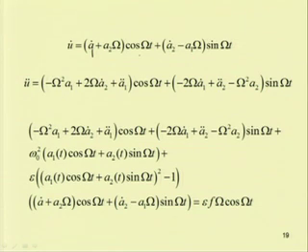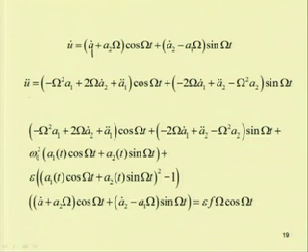By collecting the coefficient of cos omega t and sin omega t, one can write this u double dot in this form. So, this is equal to minus omega square a1 plus 2 omega a2 dot plus a1 double dot into cos omega t, plus minus 2 omega a1 dot plus a2 dot minus omega square a2 into sin omega t.